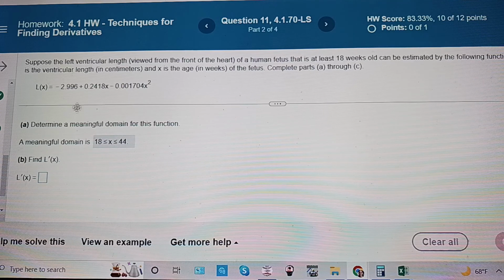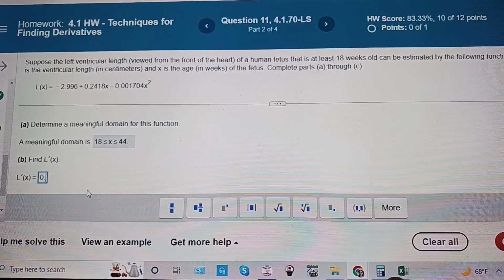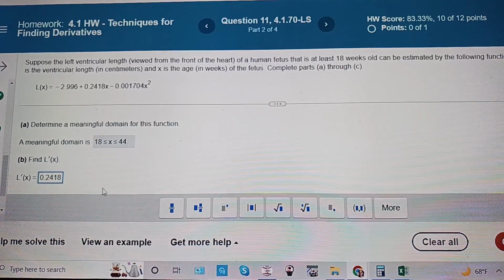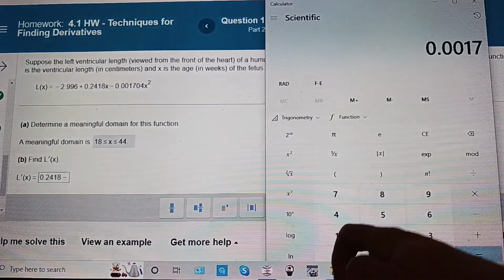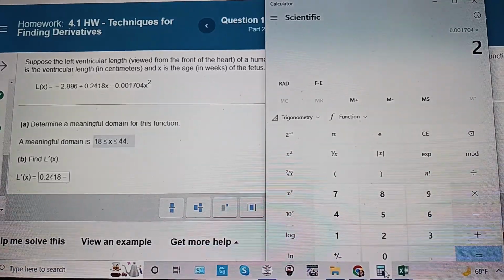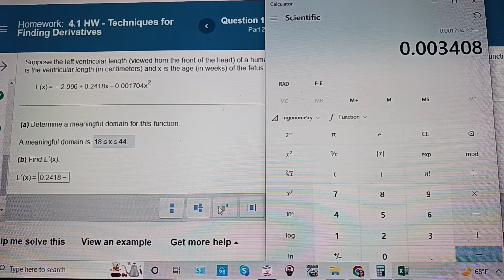Find the derivative. Well, good news is the derivative of a constant is 0. The derivative of a linear piece is its constant in front. So the first two terms are very easy. 0.2418. And then here you just have to do 2 times that constant. 2 times this negative decimal will be negative whatever that equals. 0.001704 times 2 is 0.003408.